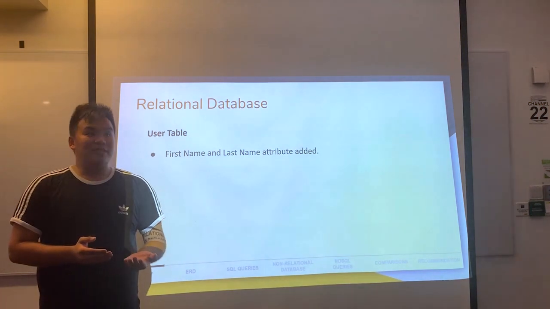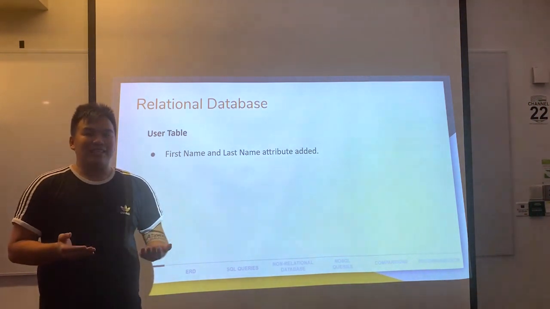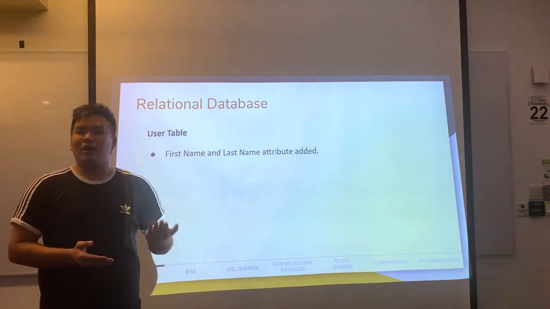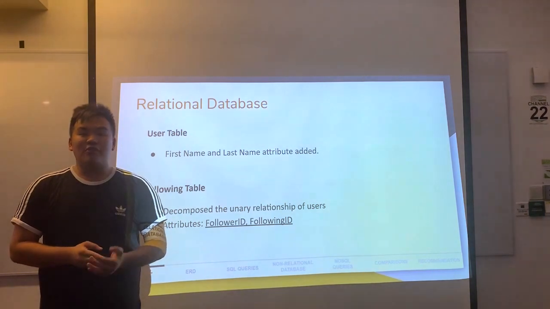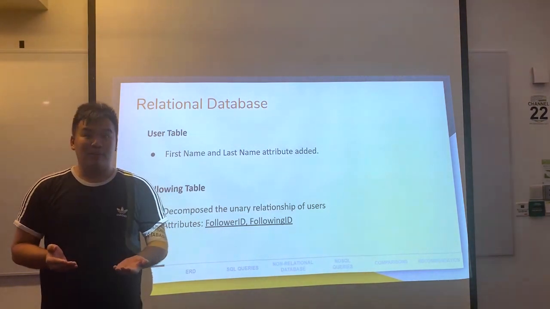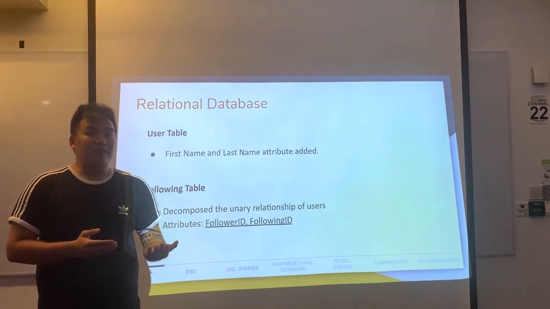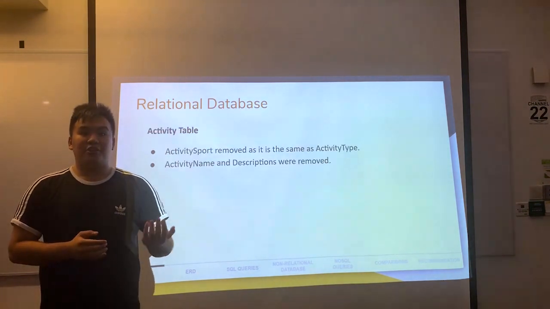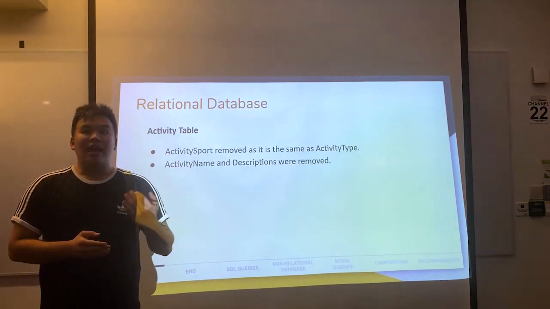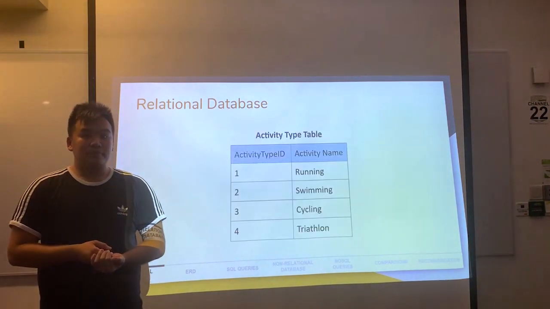Firstly, we included the first name and last name attributes in the user table such that the identity of users can be queried rather than just their username. Secondly, we decomposed the unary relationship of the user table, forming a weak entity called following. We then take the primary key from the user table as the foreign key of the following table, forming a composite primary key. Thirdly, for the activity table, activity spot, activity name, and description were removed.